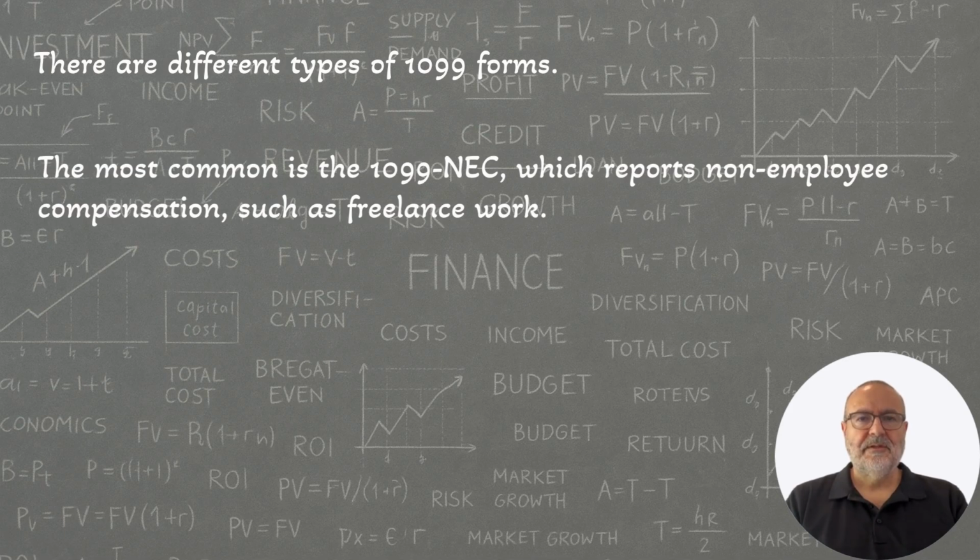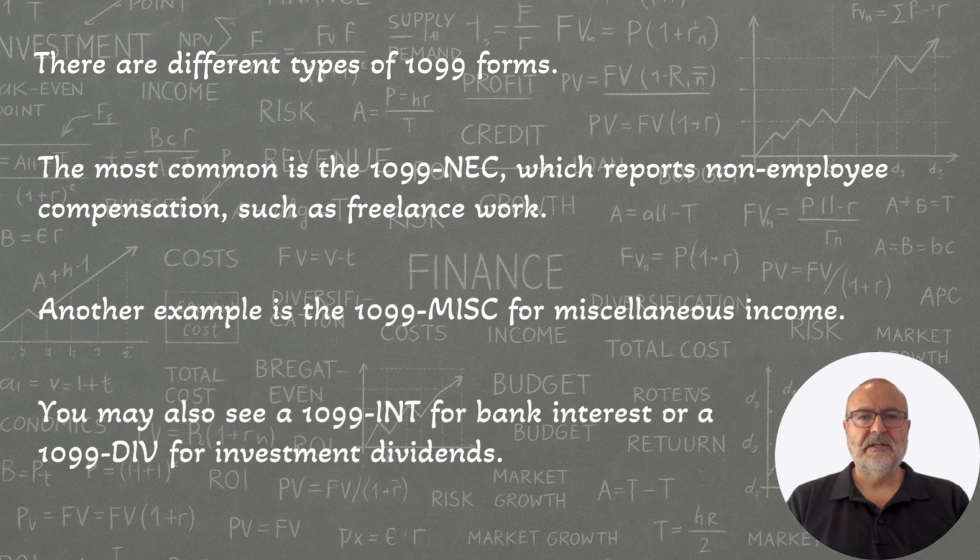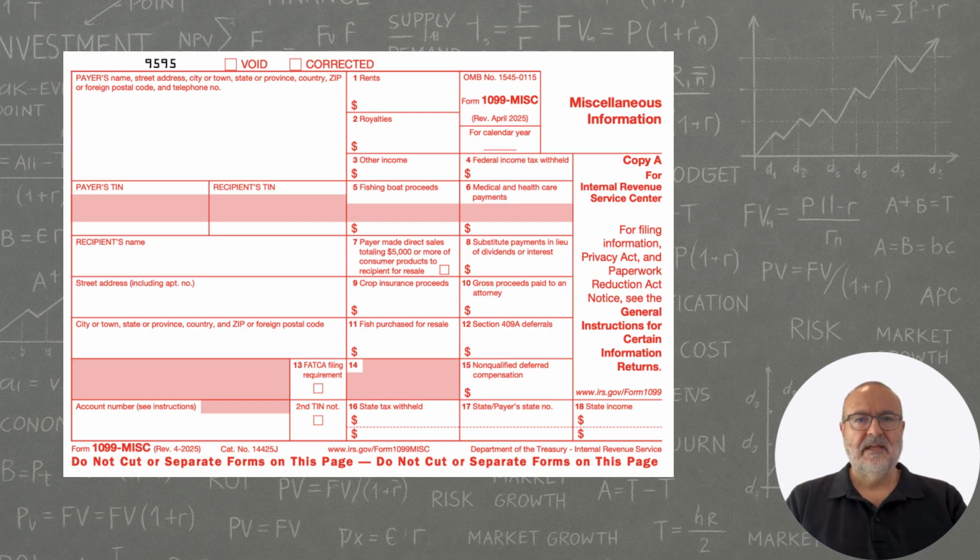The most common is the 1099-NEC, which reports non-employee compensation, such as freelance work. Another example is the 1099-MISC for miscellaneous income. You may also see a 1099-INT for bank interest or a 1099-DIV for investment dividends. Here is an empty 1099-MISC form from the IRS.